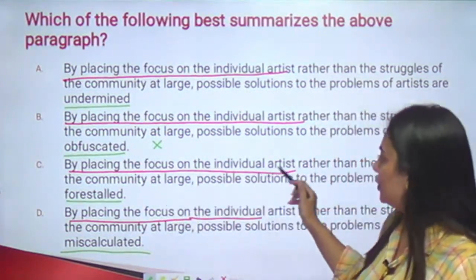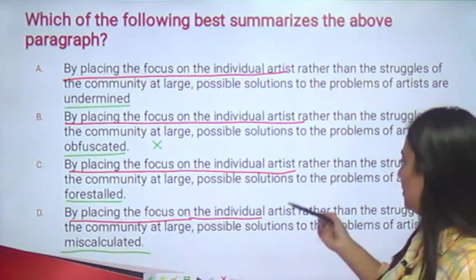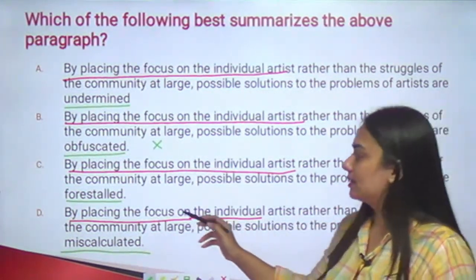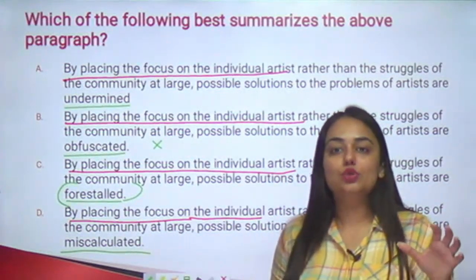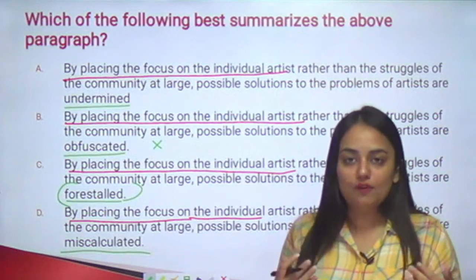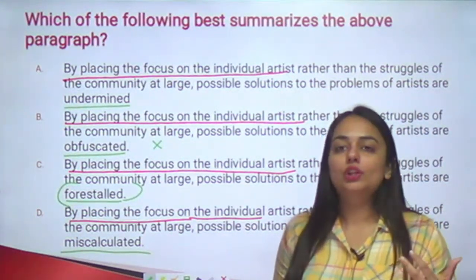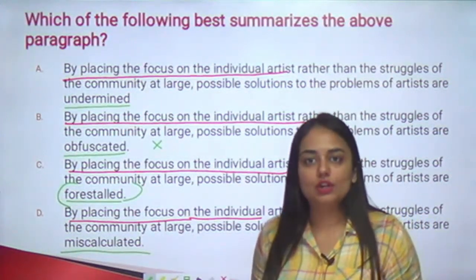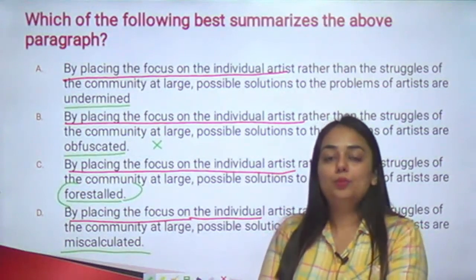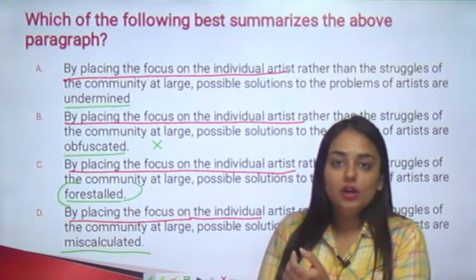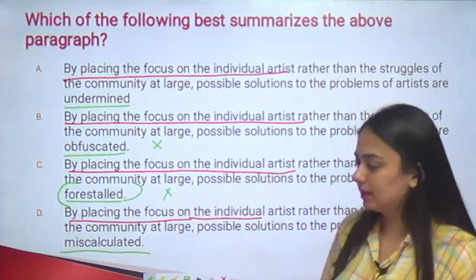By placing the focus on the individual artist rather than the struggles of the community, possible solutions to the problem of the artists are forestalled. Forestalled is when you guess some future events and you try to hinder those events. So preventing something well before the time. This is out of context. Author did not give us any solution actually that you should be hindering it or you should be preventing these problems to the artists and their community. So this word is out of context.